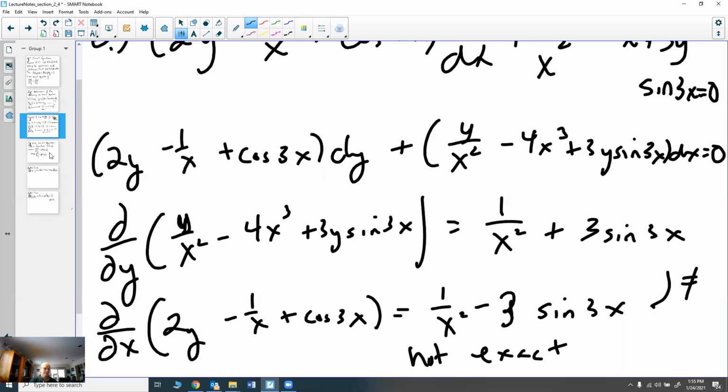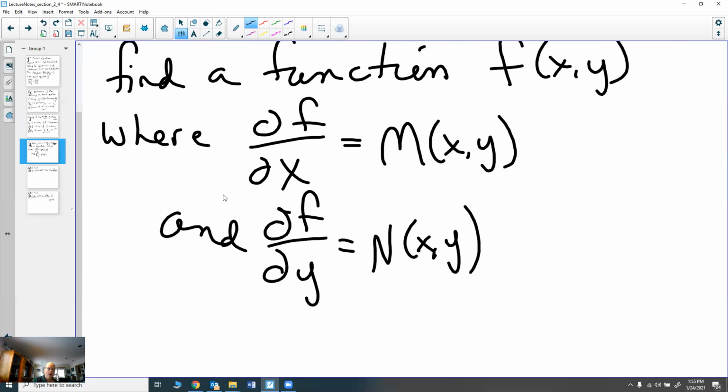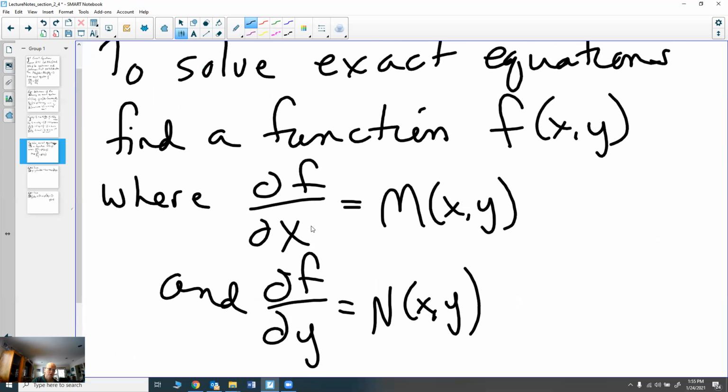So now that we know if something is exact or not exact, we can go ahead and use this to solve an exact equation. We're going to find some function f of x and y, where the partial derivative of f with respect to x is m, and the partial derivative of f with respect to y is n. The biggest thing that people have problems with when they're doing exact equations is they get messed up on which partial they're doing where. Notice when I was trying to prove it was an exact equation, I did the partial derivative of m with respect to y. I did the partial derivative of n with respect to x.